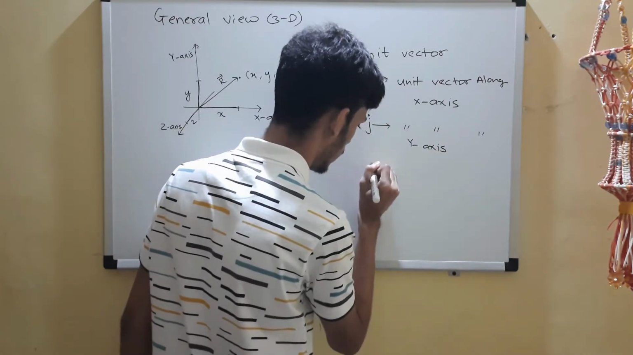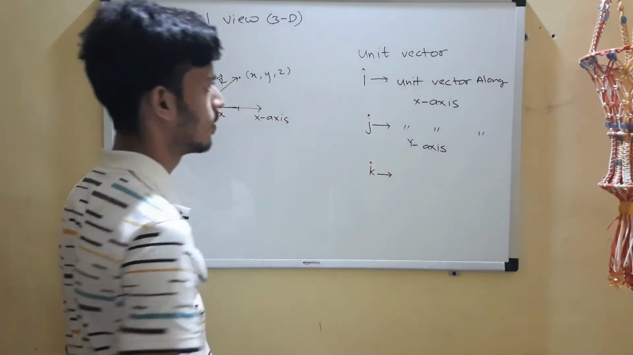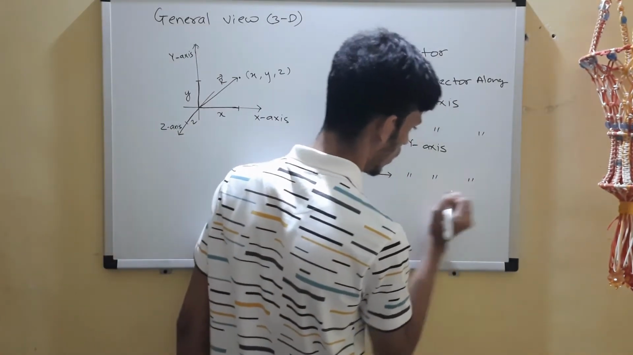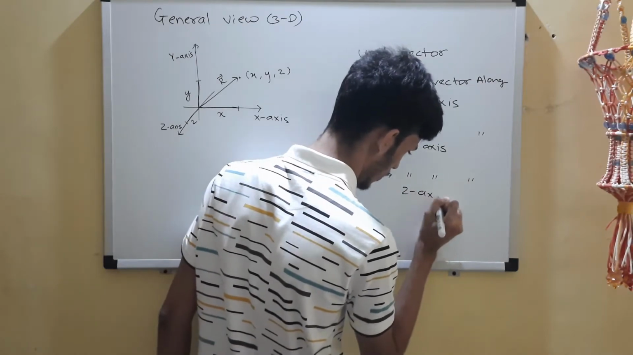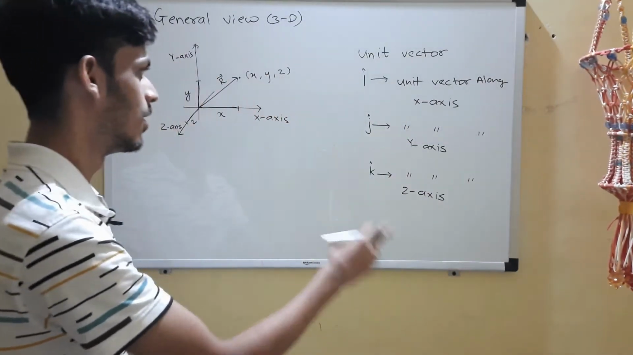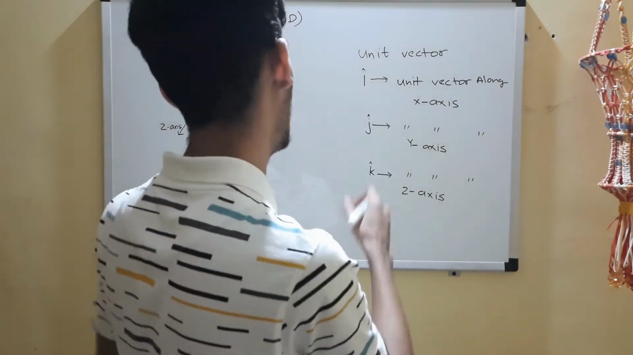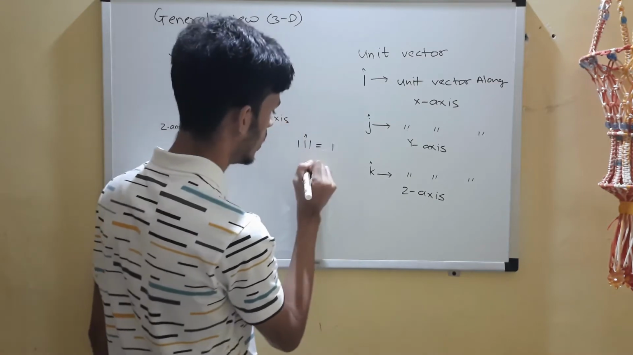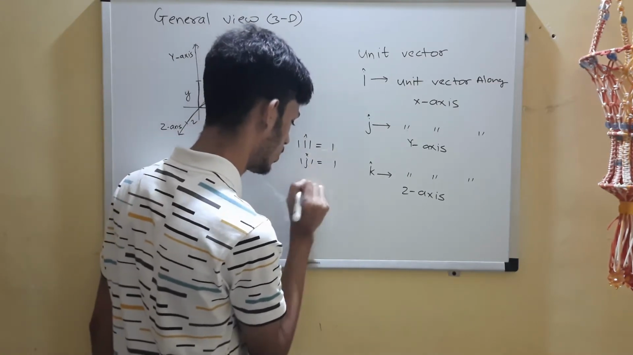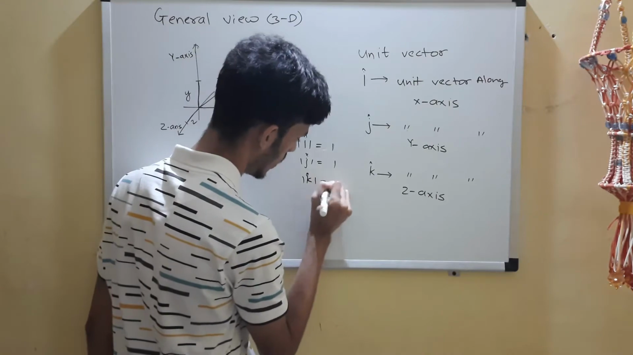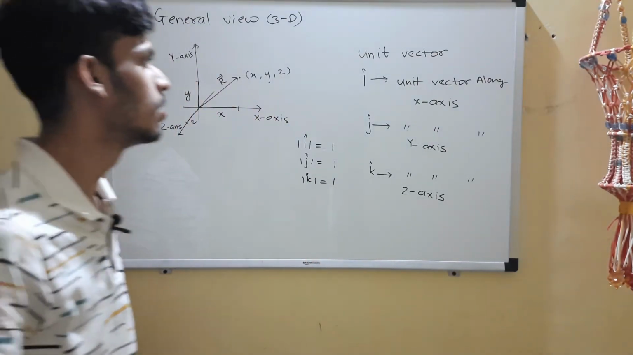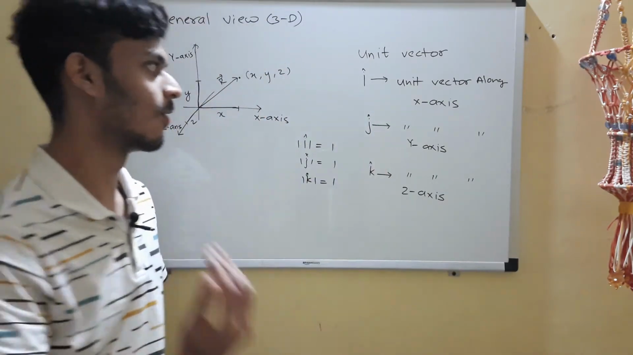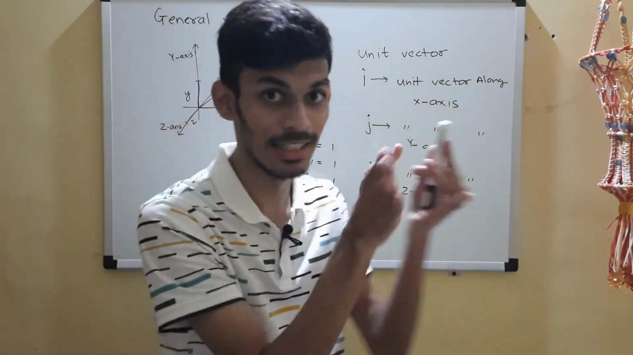Now don't have issues with the names i, j, k, right? k is the unit vector along the z-axis, not xyz. Anyway, remember it this way. Most of the books represent them this way, i, j, k. All of them have magnitude 1. They are unit vectors. They have magnitude 1 unit, and i is along the x-axis, j is along the y-axis, and k is along the z-axis.